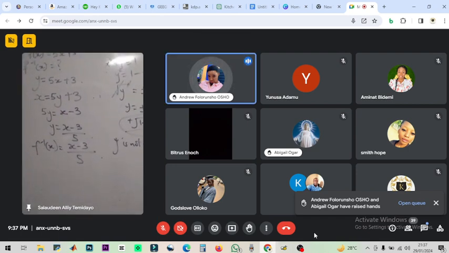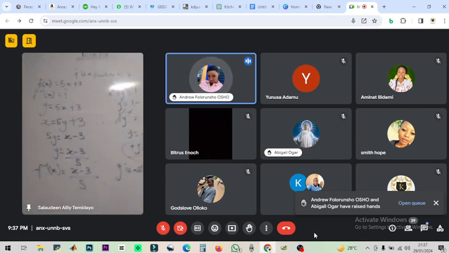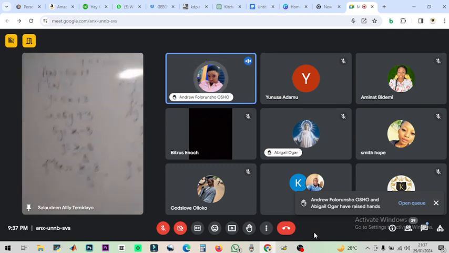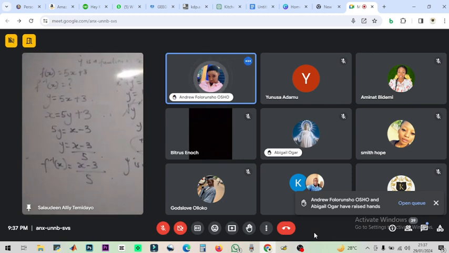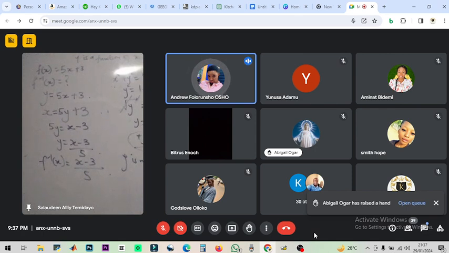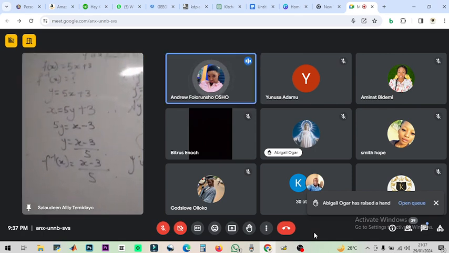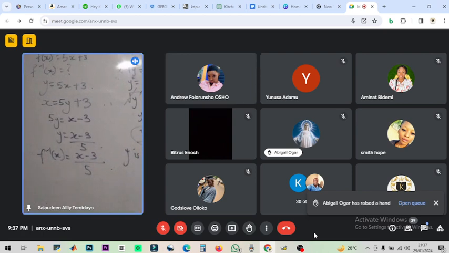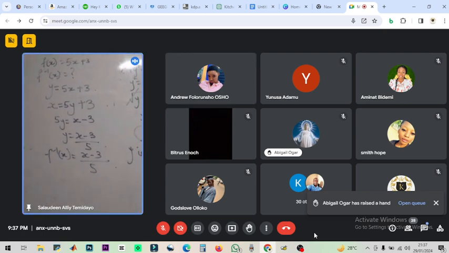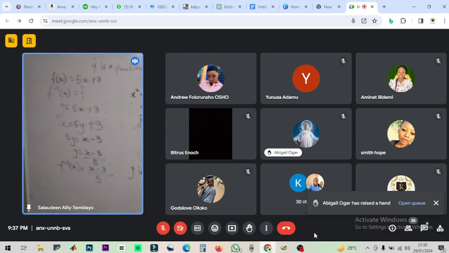Just to shed more light on the question Kingsley asked. I think what Ali is trying to say is, if you just write x equals 5y plus 3, that means we are not interchanging, so the x is not even changing, and it will confuse people. So I think it is better you changed it so that people can go along with it. But I have to explain.